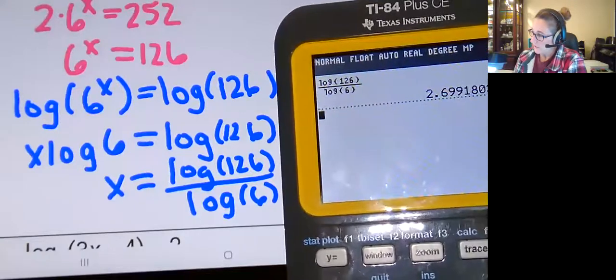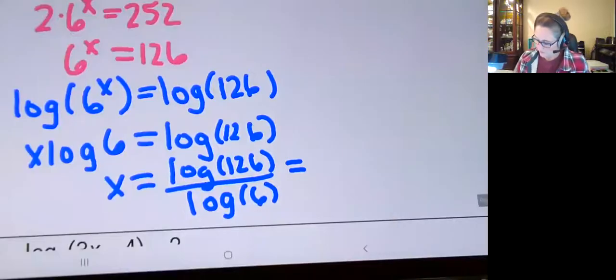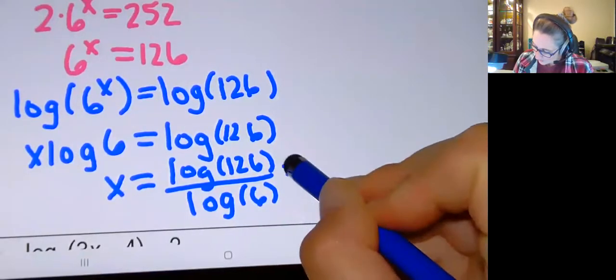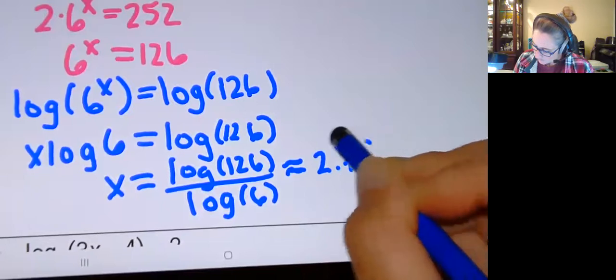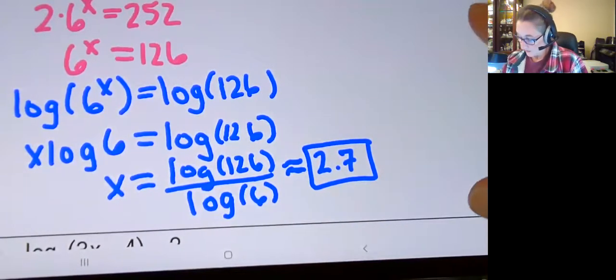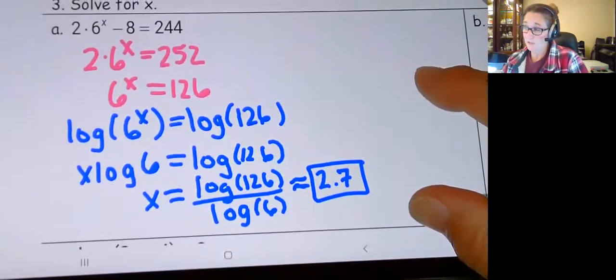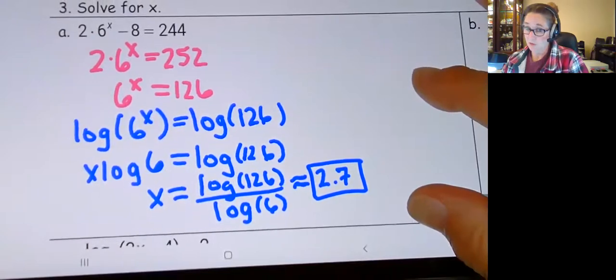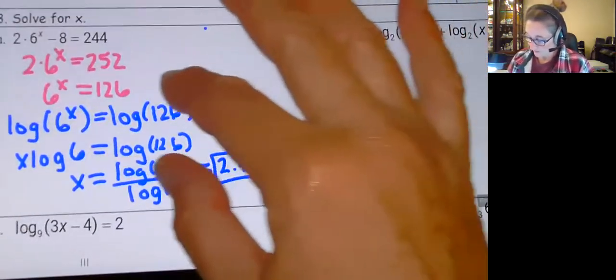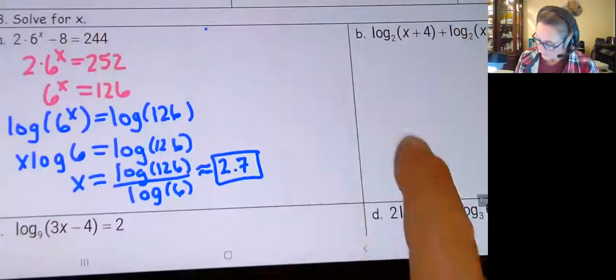And I get about a 2.7. So it's about equal to a 2.7, and that's your answer. Okay, so that's what you do when you have a base to a power. You try to get it by itself, and then you're going to log both sides if you can't get the bases to be the same. Okay, next problem.